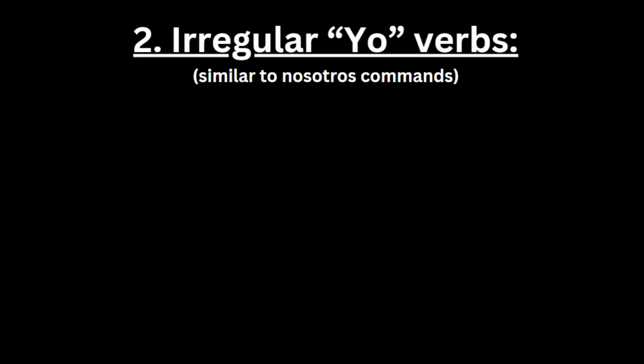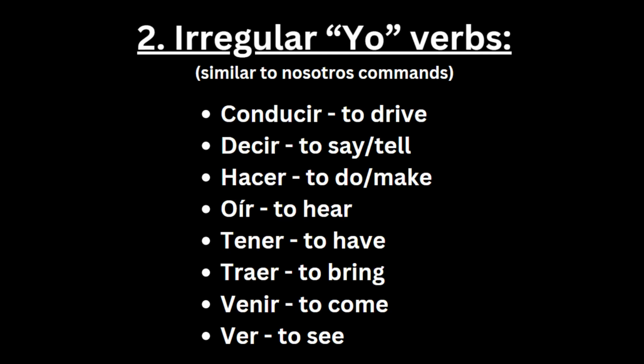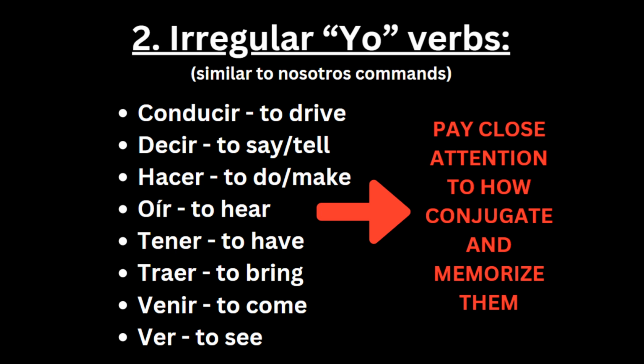The second concept of the present subjunctive is irregular YO verbs, which are similar to nosotros commands. Obviously, I will not put every irregular YO verb on the list because you don't need all of them. Instead, I'll give the most useful verbs, which include conducir, decir, hacer, oír, tener, traer, venir, and ver. Of course, there are other verbs that will follow these irregular patterns, but you don't need to know them. What makes irregular YO verbs more difficult than regular verbs is the way they're conjugated for every pronoun and the way that you have to memorize their pattern.